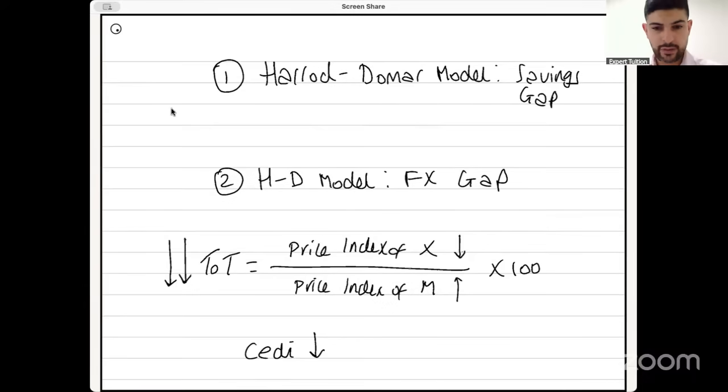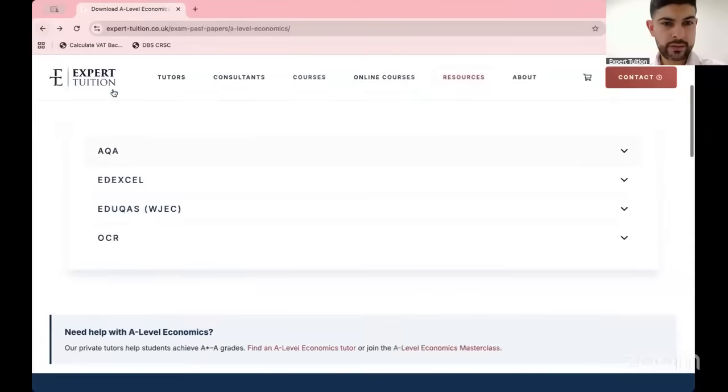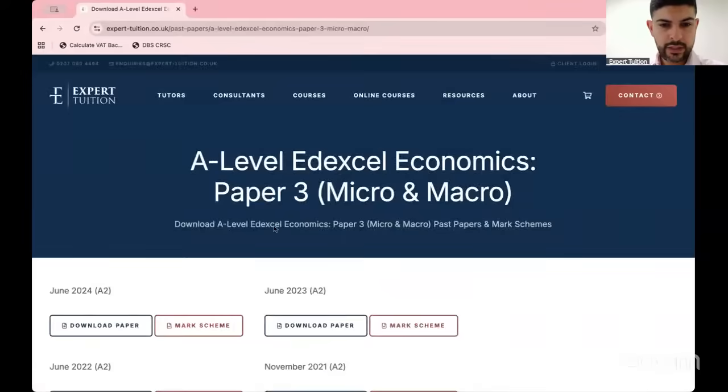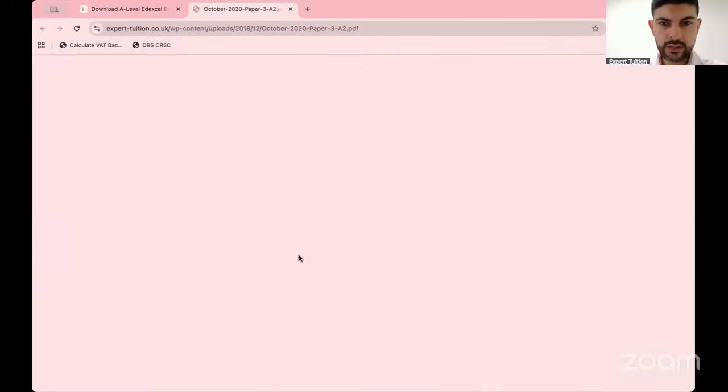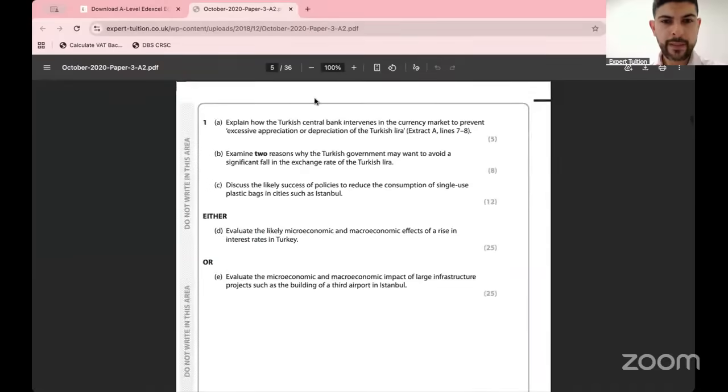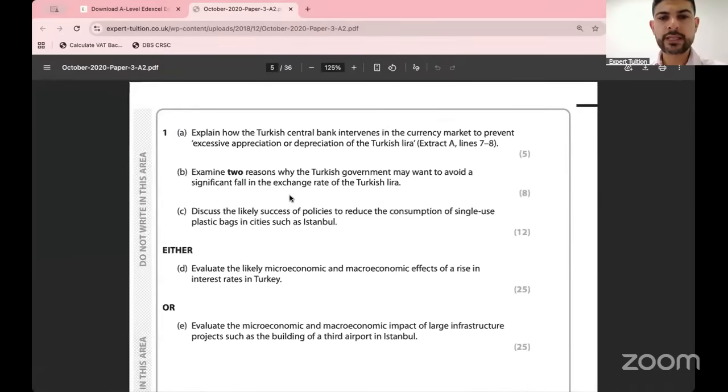Sorry, I know I keep going on tangents. I'm going to show you guys how this all interconnects. Paper 3, October 2020. Let's go look at it. Turkey time. Here we go. The A marker says: examine two reasons why the Turkish government may want to avoid a significant fall in the exchange rate of the Turkish lira.